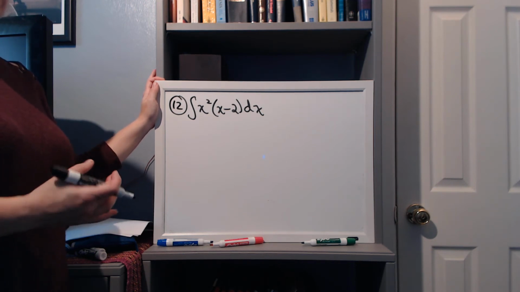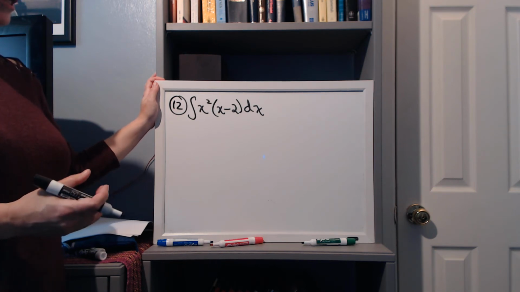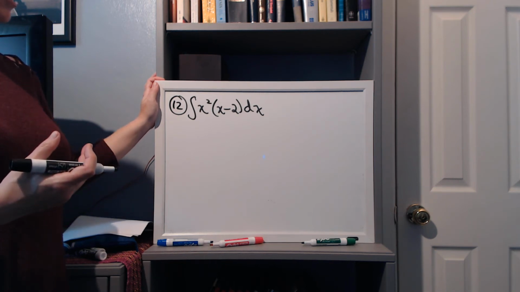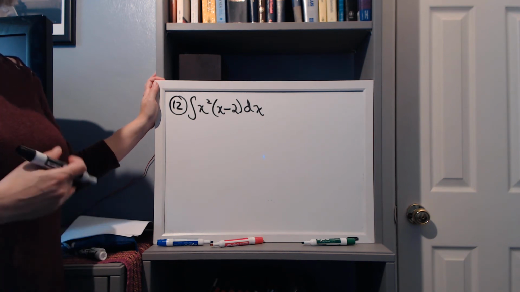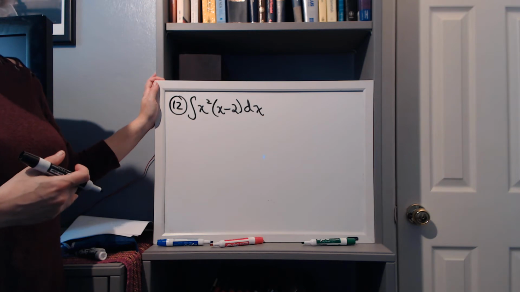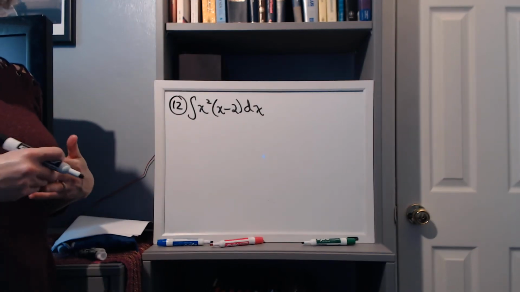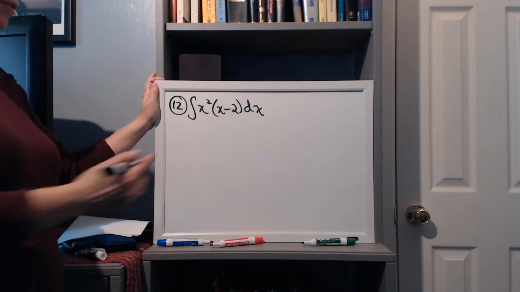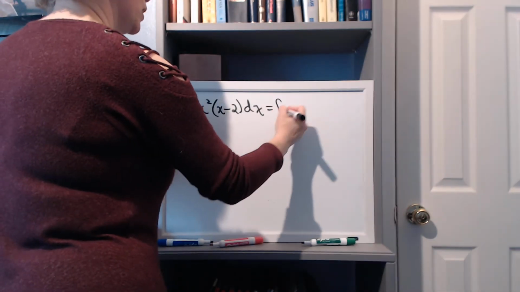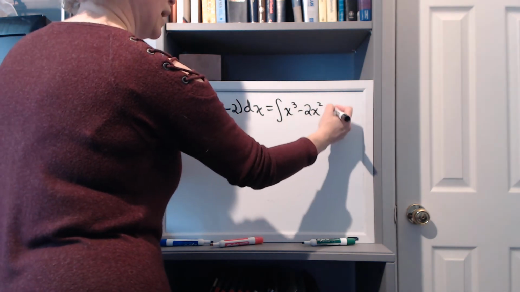The same thing applies here for antiderivatives as well. And really, you could think of the product rule for antiderivatives as being integration by parts, which you will learn in Calc 2. We're not going to talk about integration by parts this semester. So we need to do something to this integral to put it in a form that we can work with. What we're going to do first is multiply out. So this will be the integral of x cubed minus 2x squared dx.